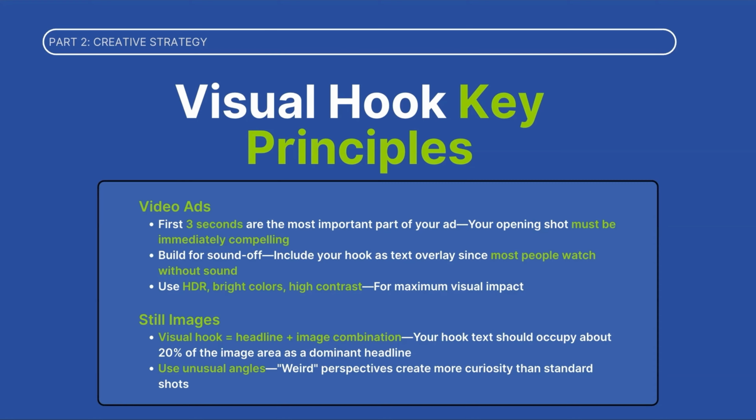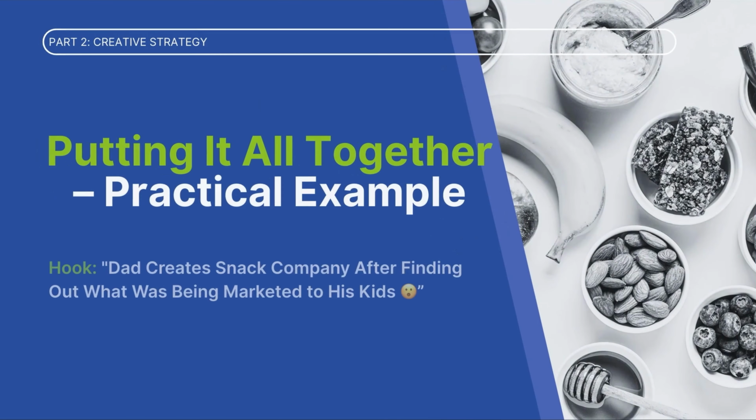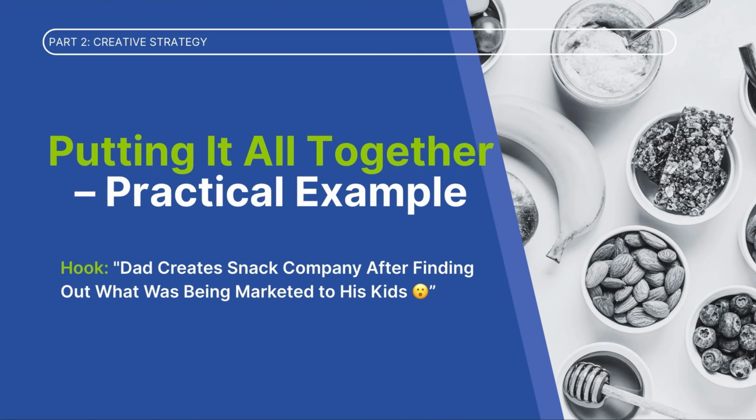For still images, your hook in the form of a caption should occupy about 20% of the image area as a dominant headline. I will show you some examples of this in the next slides. Try to use unusual angles and weird perspectives that create more curiosity than standard shots. Now, let's put it all together and take a look at a practical example.